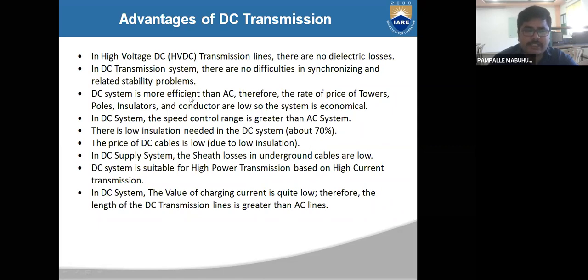Also, the DC transmission system is more efficient when compared to the AC. Because of that, the price of the towers, poles, insulators, and conductors will be low. So DC will be the most economical. In the DC transmission system, the speed control range is greater than in the AC transmission system.